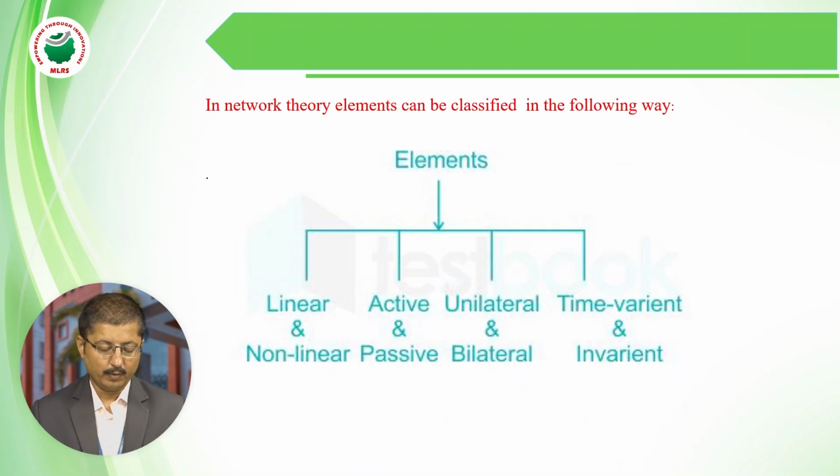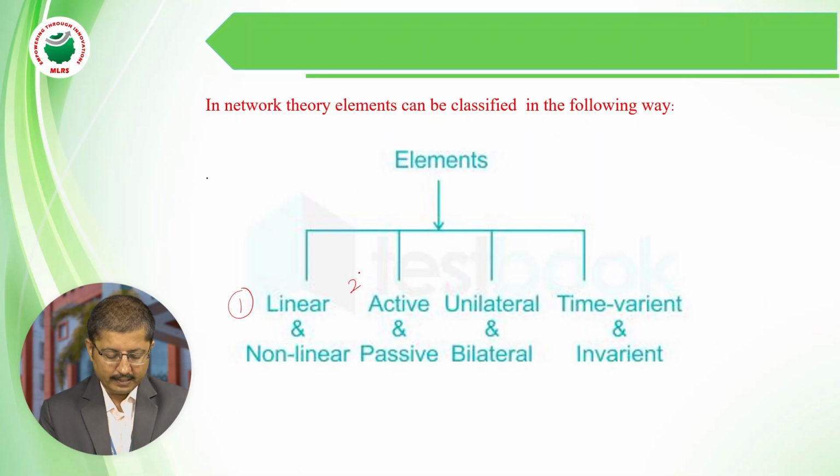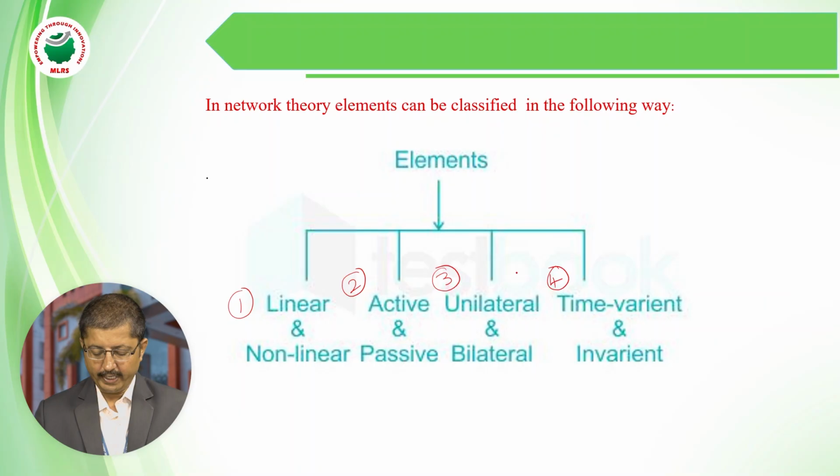Next, we will discuss the different types of elements we are going to see in electrical network concepts. The first is linear and non-linear elements. The second is active and passive elements. The third is unilateral and bilateral elements. And the fourth is time variant and time invariant elements. Now let us discuss these four types one by one.